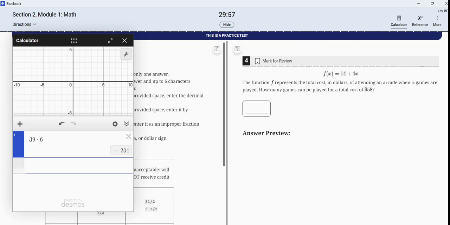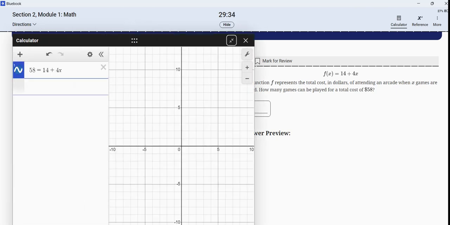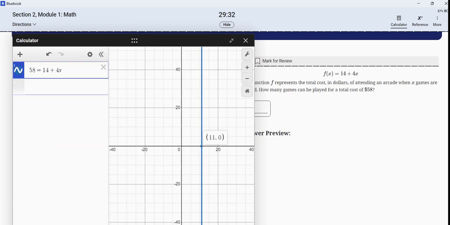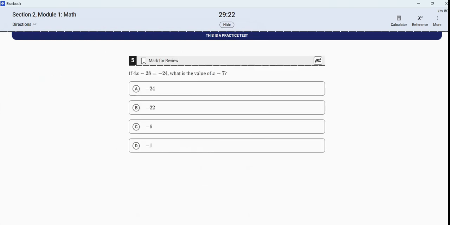The function f represents the total cost in dollars of attending an arcade when x games are played. How many games can be played for a total cost of $58? So this is like an easy Desmos question. We'll just plug in 58 equals 14 plus 4x, and we'll get our answer with the x-intercept, and that would be 11. So we'll just put 11 here, and let's go to the next question.